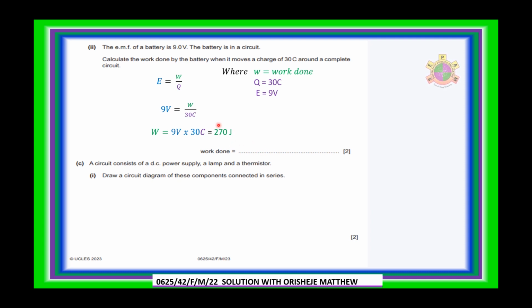A circuit consists of a DC power supply, a lamp, and a thermistor. Draw a circuit diagram for these components. So you have the lamp. This is the thermistor, a rectangle with a slanted line. Then the power source. Now let's analyze the circuit.